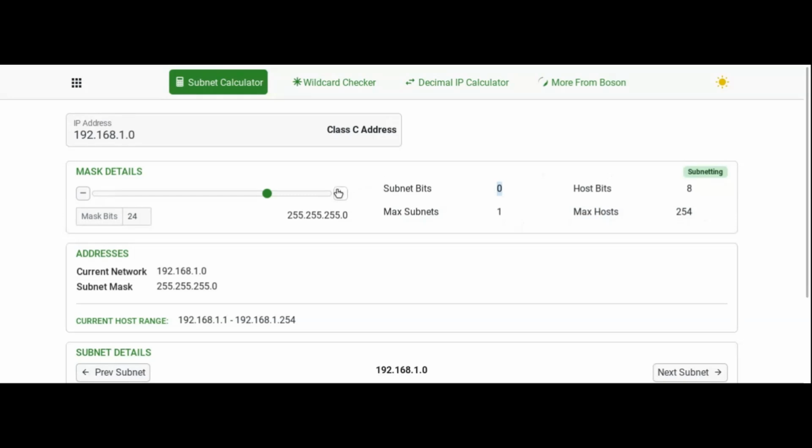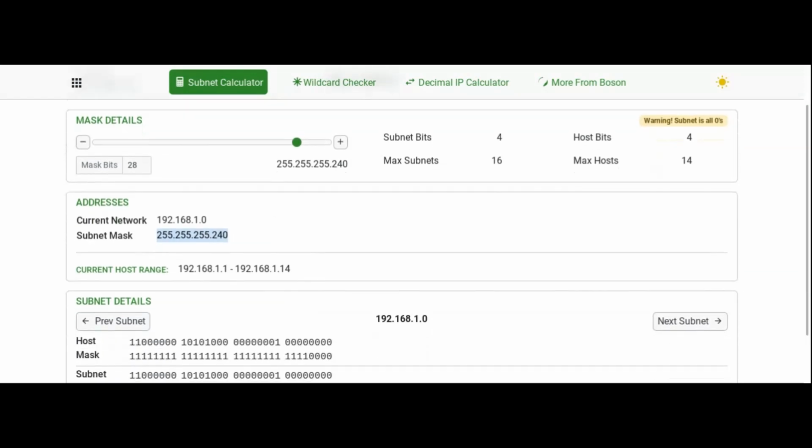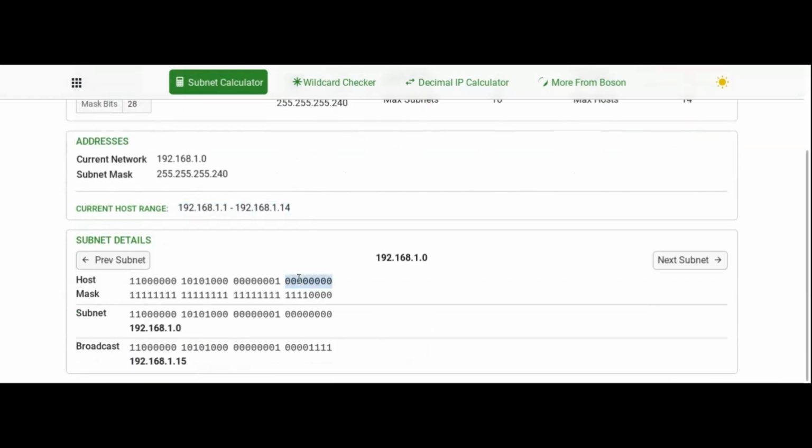Now, let's borrow 4 host bits and get 4 subnet bits. Now, we can see the max subnets, and the max hosts per subnet, which is 14, and again 16 minus 2 as always: one for the subnet ID and one for broadcast. We see the current subnet ID here with the subnet mask and the current 14 host range in this subnet. We see the binary forms here.